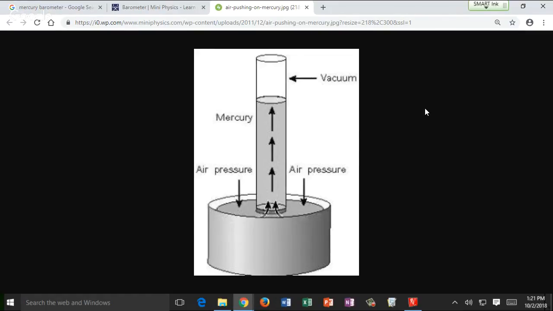If you invert a tube inside that mercury and you evacuate it, so there's no air inside the tube, the air pressure from the outside will push the mercury up the tube. And the distance that it pushes it up can be measured. And so that's where this millimeters of mercury thing comes from. At atmospheric pressure at sea level, the atmosphere will push the mercury 760 millimeters up that tube.